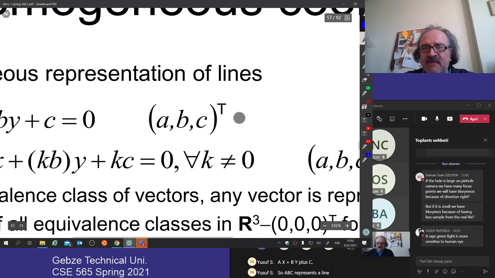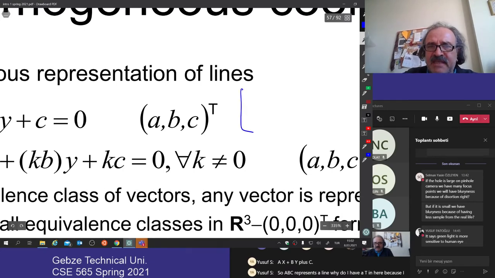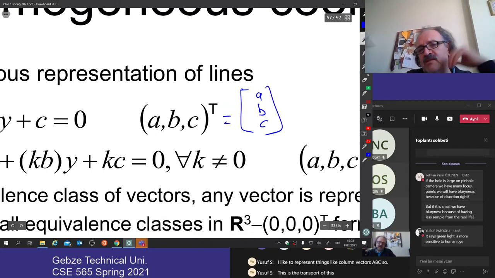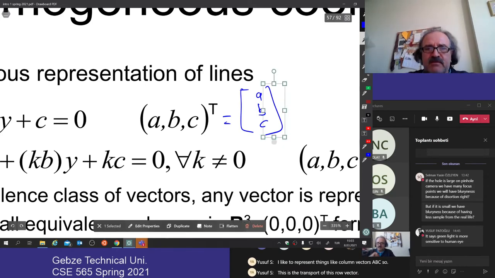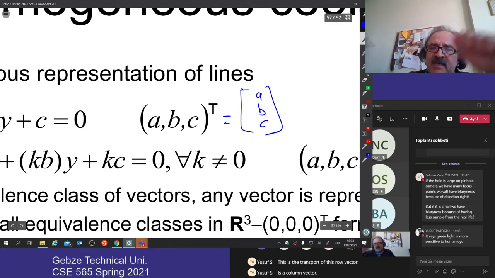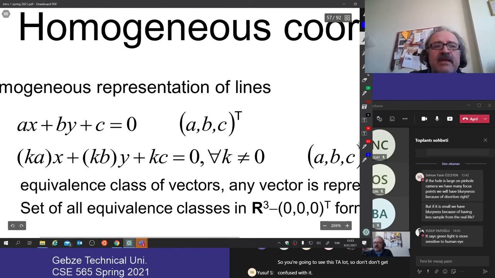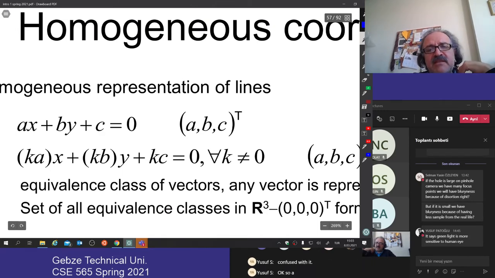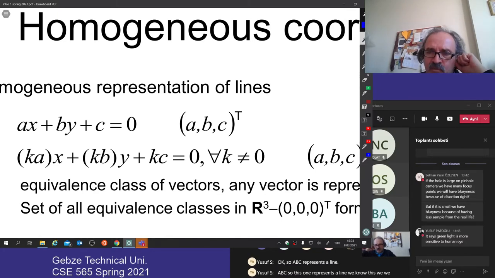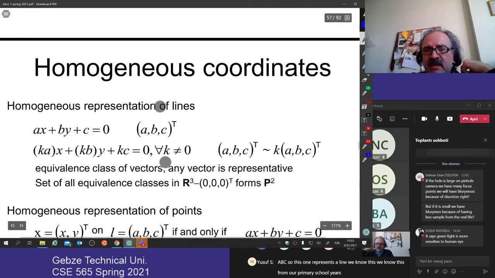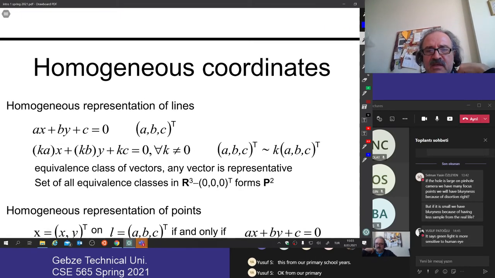Why do I have a T in here? Because I like to represent things as column vectors, (a, b, c). So this is the transpose of this row vector. This is a column vector. So you're going to see this T a lot, so don't get confused by it. Okay, so (a, b, c) represents a line. We know this from our primary school years.